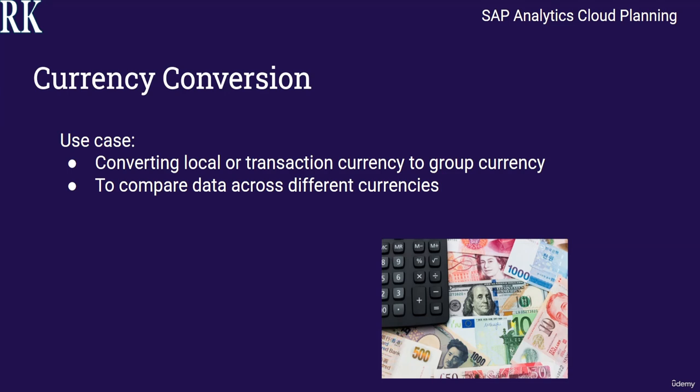So these are the most common use cases. The first one is converting local or transaction currency to group currency. And the second one is to compare data across different currencies. If we look at the first use case, in real business planning, transactions are entered in local or transaction currencies, for example, Australian dollars or New Zealand dollars, based on the geography where the organization is placed. But group reporting requires everything in a single, consolidated currency. Often the group reporting currency, such as USD or euros, will be chosen for group reporting.